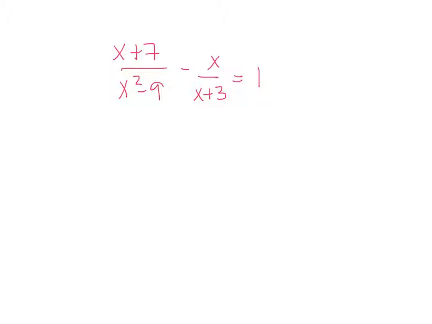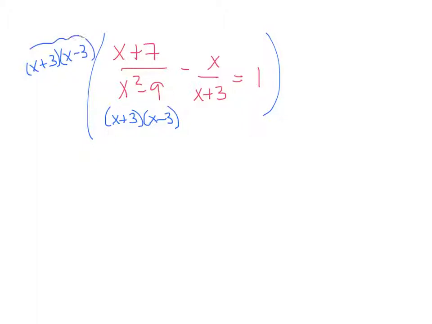So we need to factor x squared minus 9. And it so nicely is a difference of squares, so it factors into (x plus 3)(x minus 3). And so your least common denominator is a combination of all the factors in the denominators. And so we're going to multiply this whole thing by (x plus 3)(x minus 3). And if you didn't get it, you'll see why here in a minute.